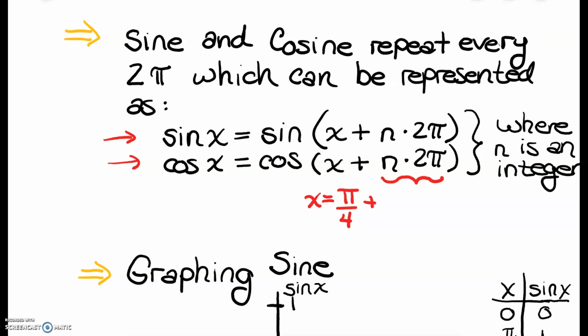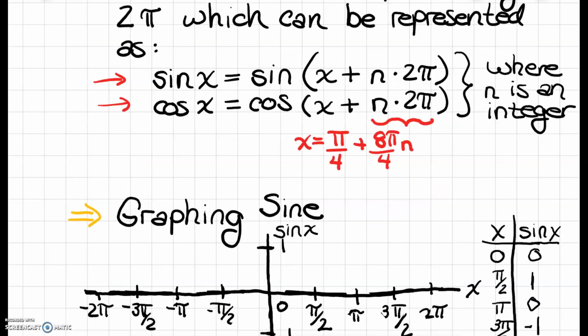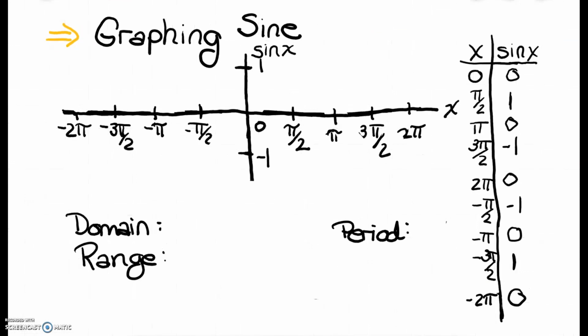So we could get, I know 2 pi as a fraction over 4 is 8 pi over 4. If we multiply that by a negative 1, we get our negative 7 pi over 4. If we multiply it by a 1, we get our 9 pi over 4. If we multiply by 0, if n is 0, we just get pi over 4. So that calculates all of the coterminal angles. So all that statement is saying is that the sine of x equals the sine of any of its coterminal angles. So let's go ahead and graph the sine of x.